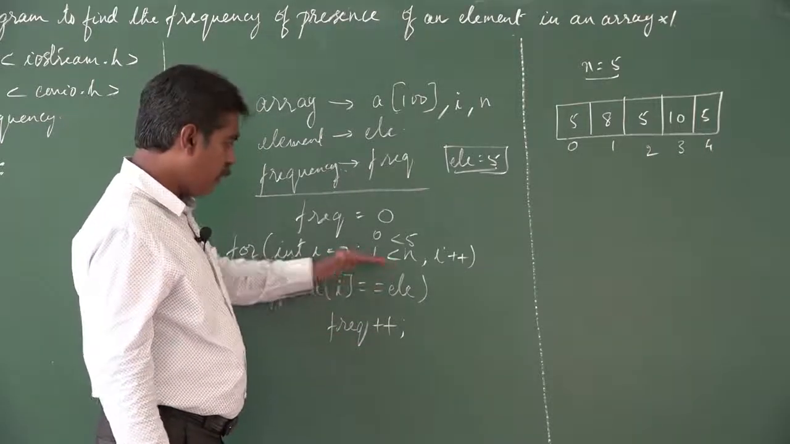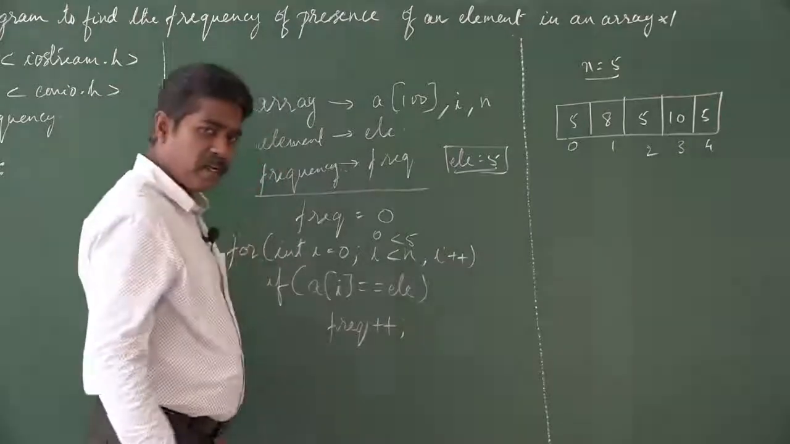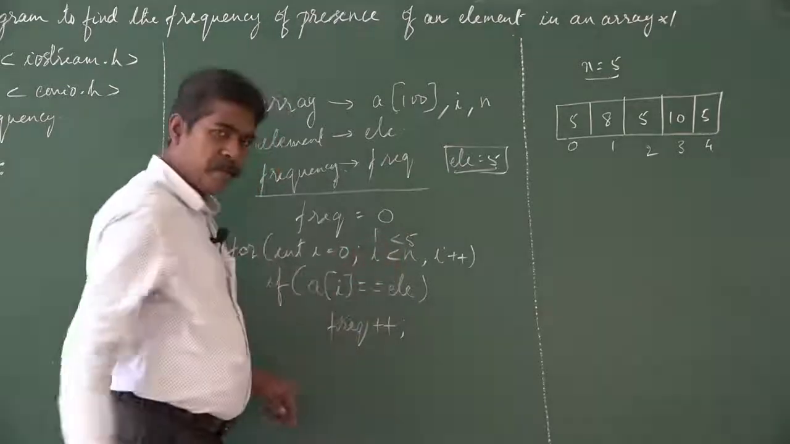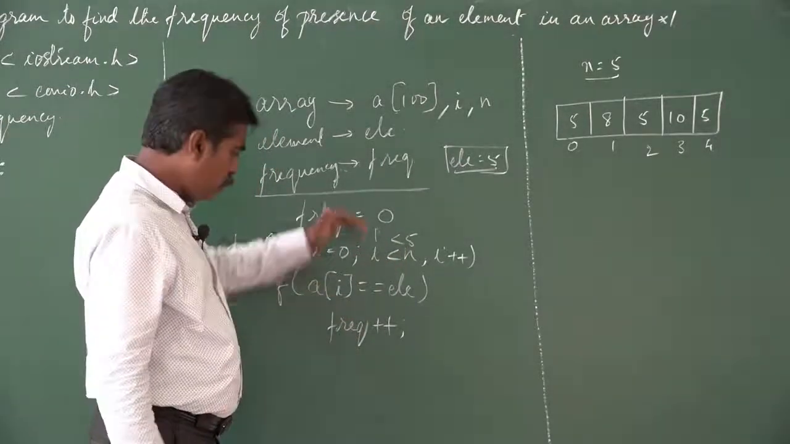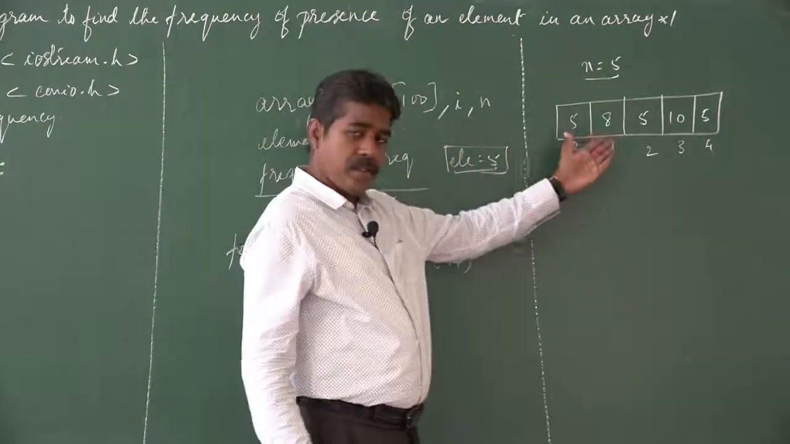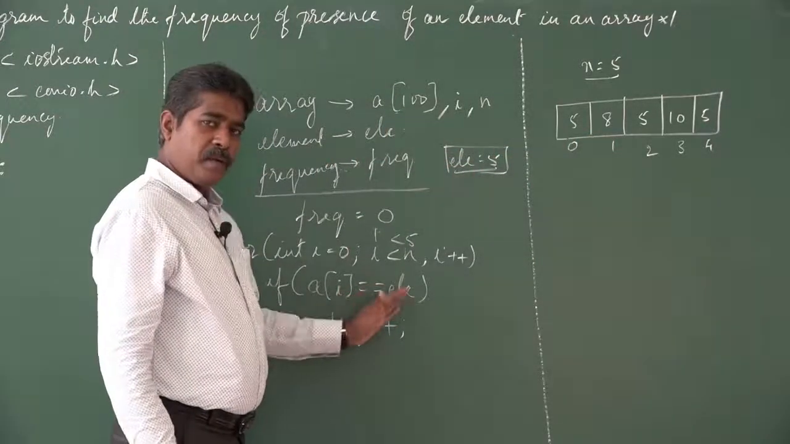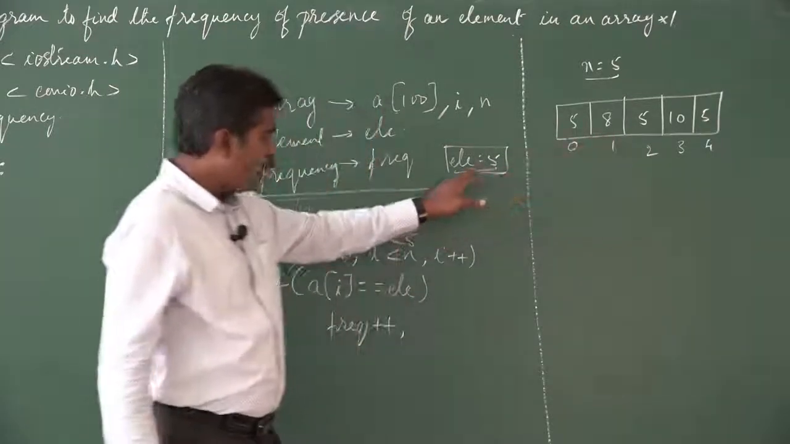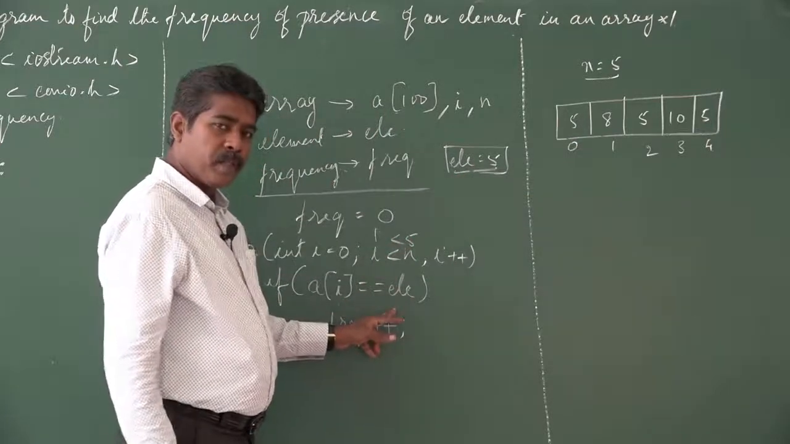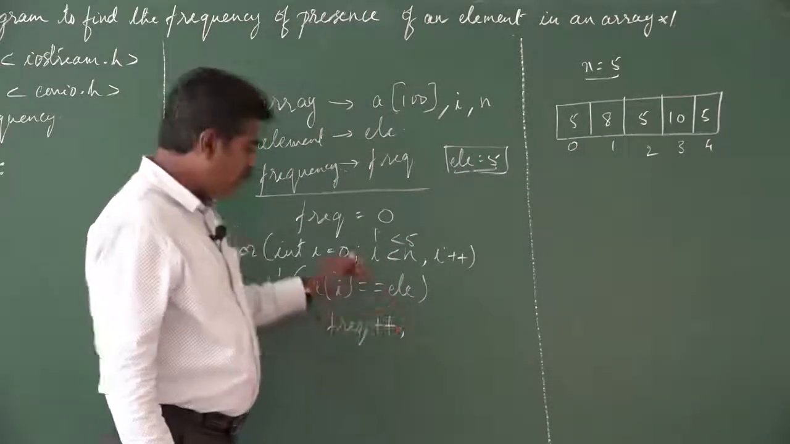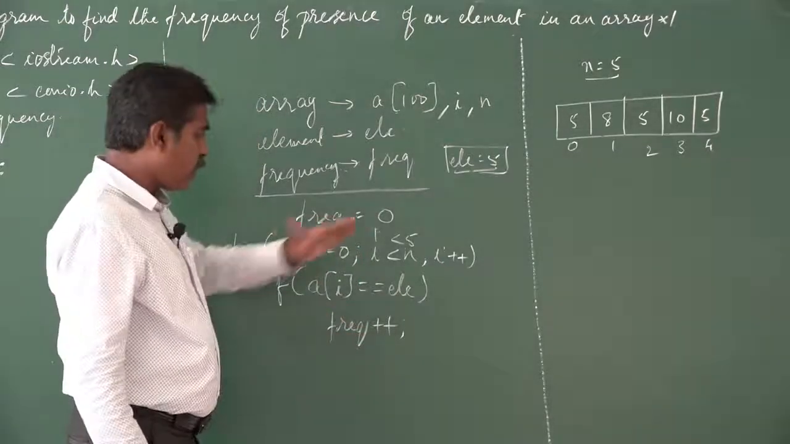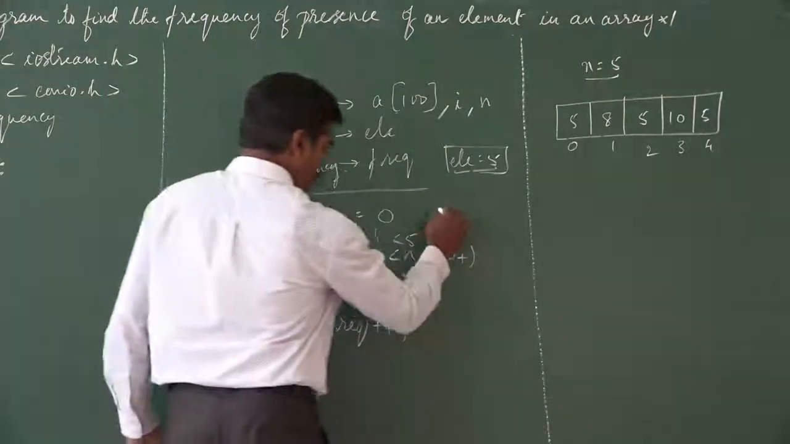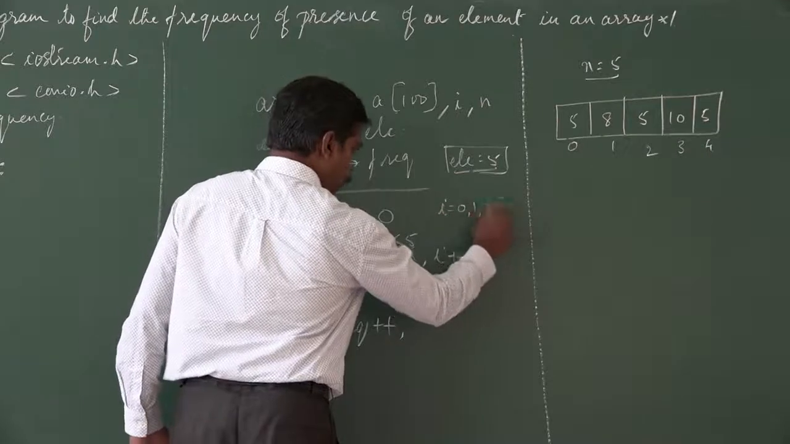When the control moves back, next I increments. I becomes 1. Then 1 less than 5, true, enters again. What is A of 1 there? 8. Will it compare? It will not match, because A of 1 is 8 and the searching element is 5, so 8 equals 5 becomes false, it will not enter. Then it comes back and moves on to updation, I plus plus. I was 0, now it is 1, now it is going to be 2.